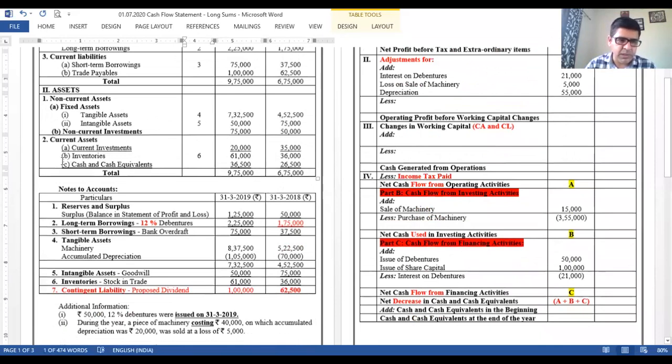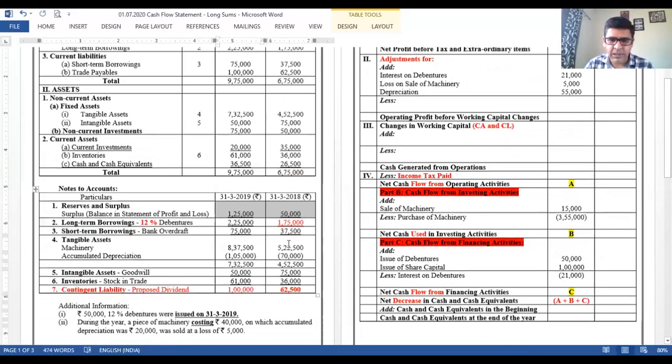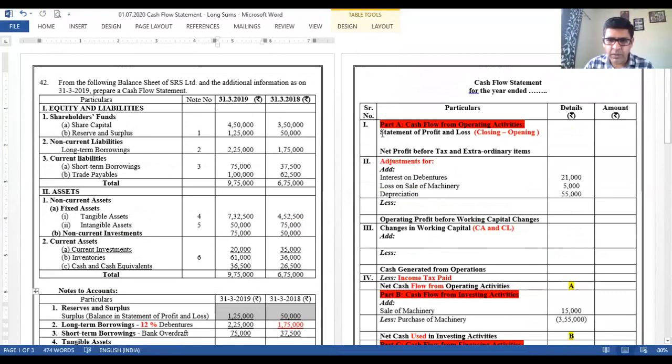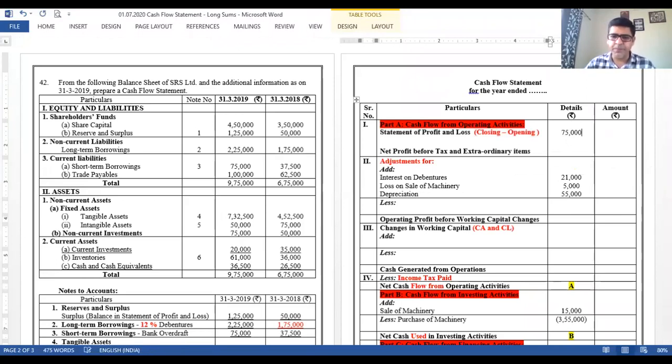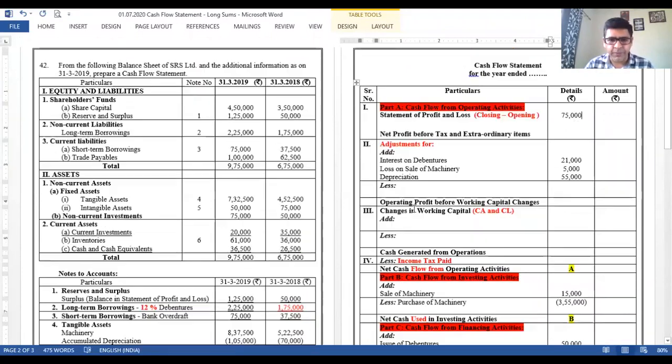Note number 1 shows it's a balance of statement of P&L. Statement of P&L has to go to operating activity, first part. And over there we write closing minus opening. When the closing is 125, opening is 50, the difference is 75. Mentioned over here, statement of P&L, closing minus opening, right? So let me put the value over here. This is 75,000, right? 125 minus 50 is 75.